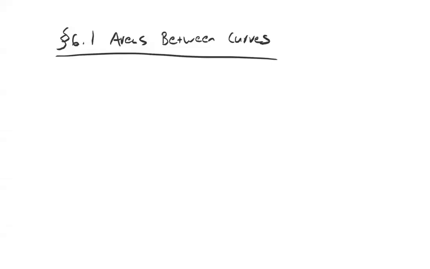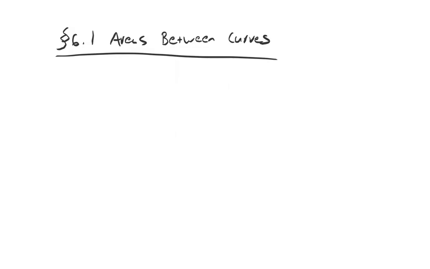Okay, so last section, we talked about areas between curves. Just as a recap, if you have two functions and you want to find the area between the curves, you take the top function minus the bottom function and integrate that over the region that you're interested in.